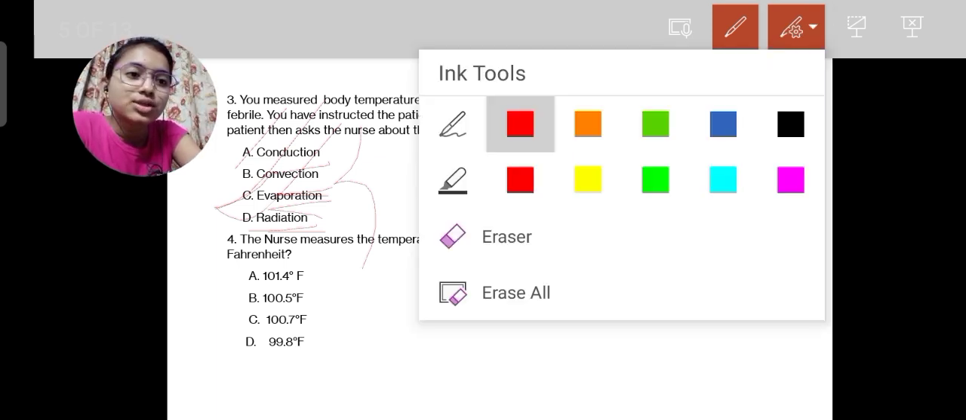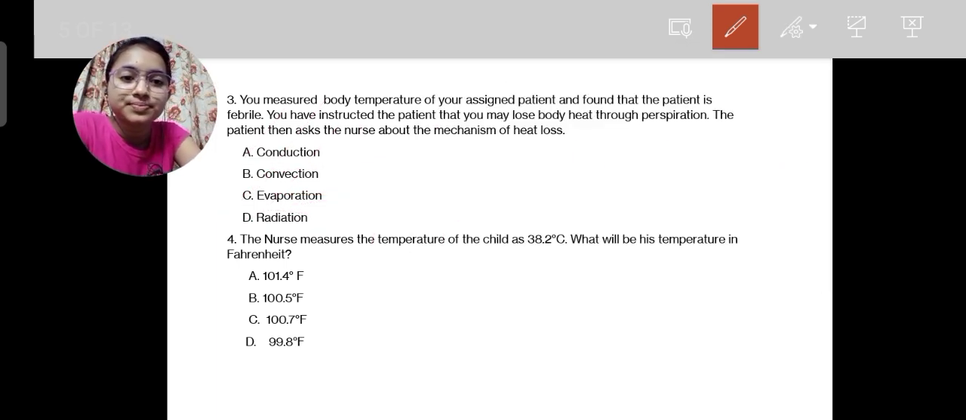Now the next question, come to the next question. Fourth question. The nurse measured the temperature of a child as 38.2 degrees centigrade. What will be his temperature in Fahrenheit? Do this math.